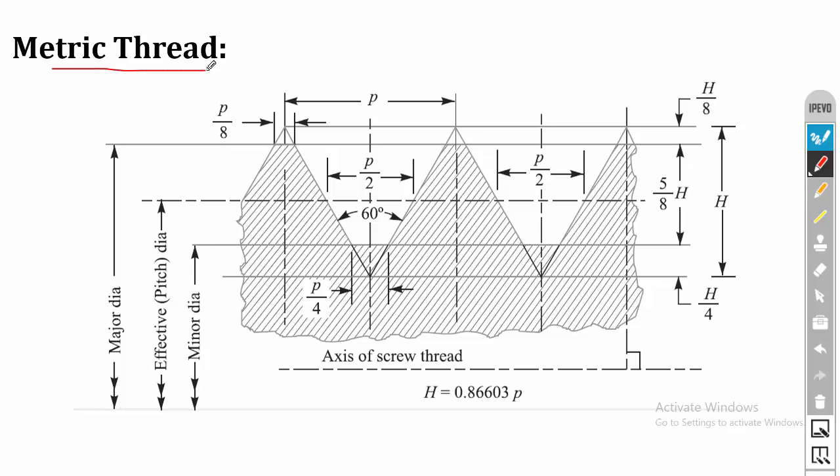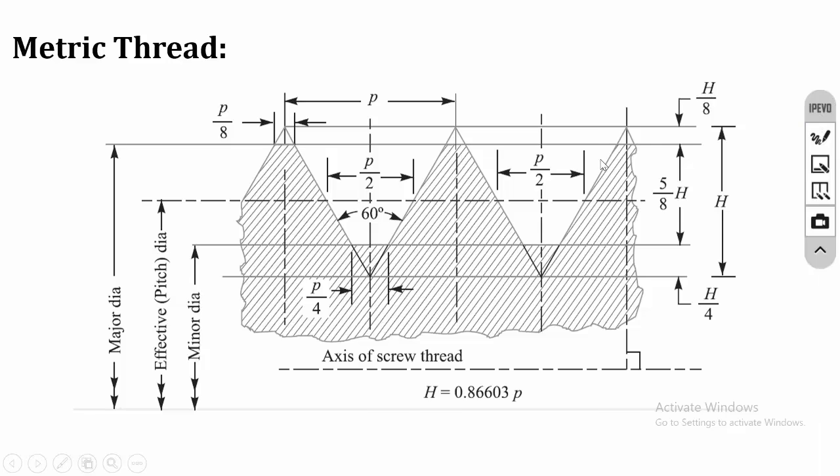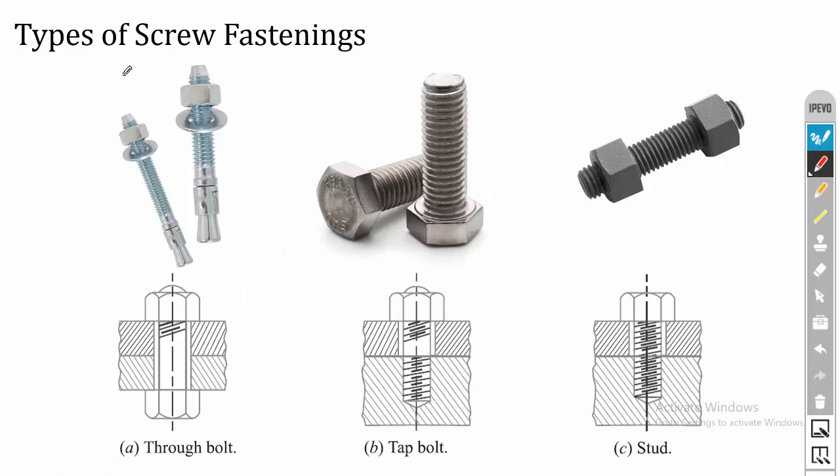Finally, the metric thread. Metric thread is based on Indian standard, and like American standard, in metric thread the angle of thread is 60 degree. This thread profile is generally followed in India, by Indian manufacturers for manufacturing screws, bolts and nuts. So it's a general purpose thread, and it is used for low load carrying applications.